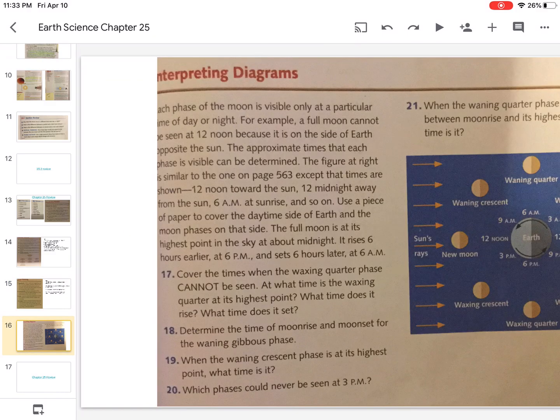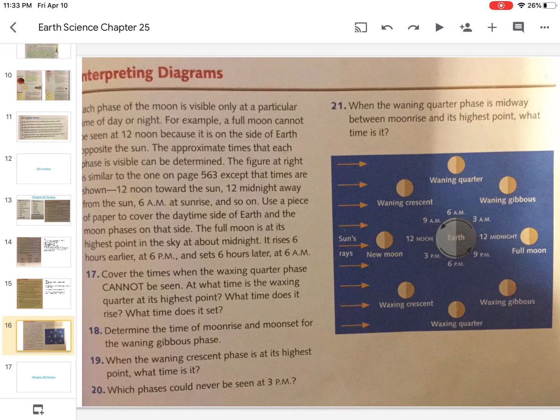Okay. So now we're to 17. It says, cover the times when waxing quarter phase cannot be seen. So the waxing is to your left, okay? So you see the waxing? So if you placed a piece of paper on your left covering up half of that earth, at what time is the waxing quarter at its highest point? Okay, so you're looking at the waxing quarter. Okay, so there's a time by the waxing quarter.